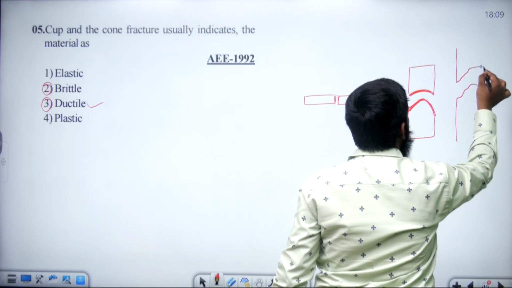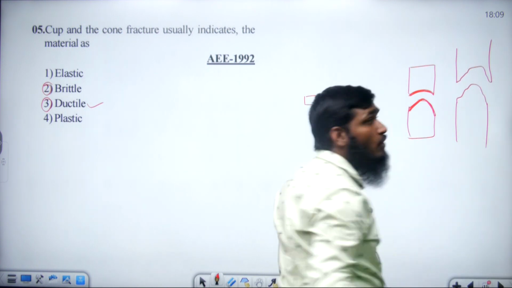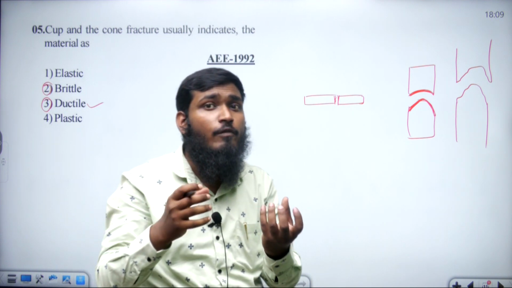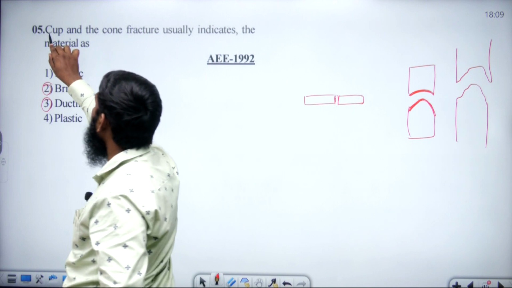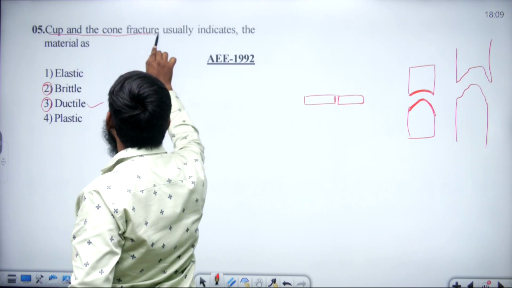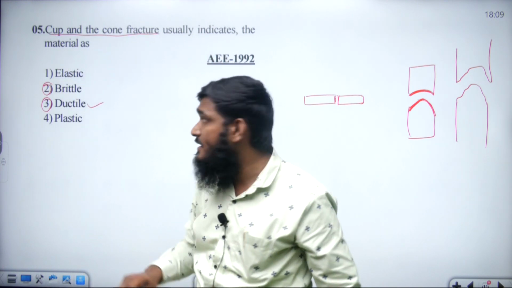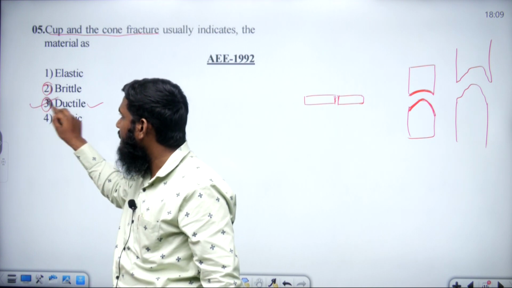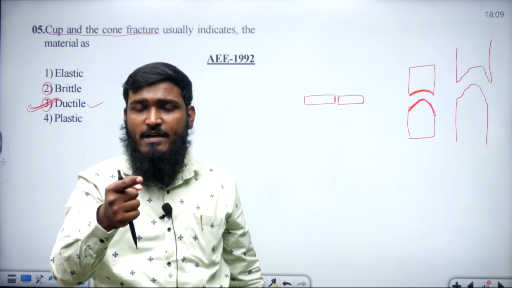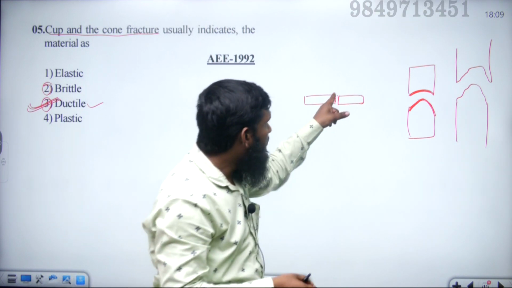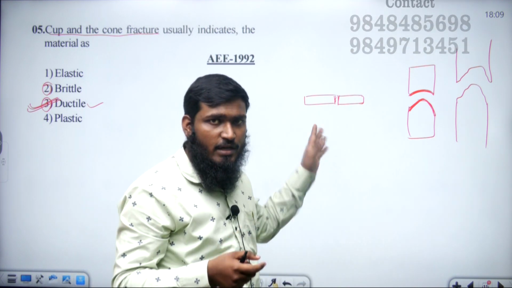So whenever we get warnings like this, the fracture will be in the form of what? Cup and cone. Okay, you have to remember this word. Cup and cone. This is most important. A cup and cone fracture usually indicates that the material is what? Ductile. Understood? Because brittle means sudden breaking, and sudden breaking means we are having a straight fracture.